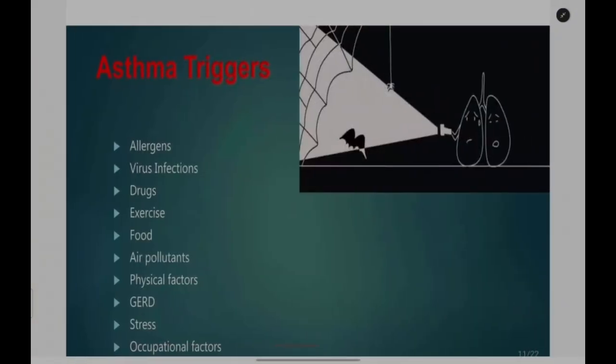Asthma triggers: allergens, virus infections, drugs, exercise, food, air pollutants, physical factors, GERD, stress, and occupational factors.